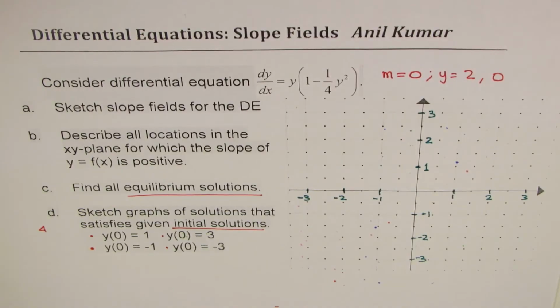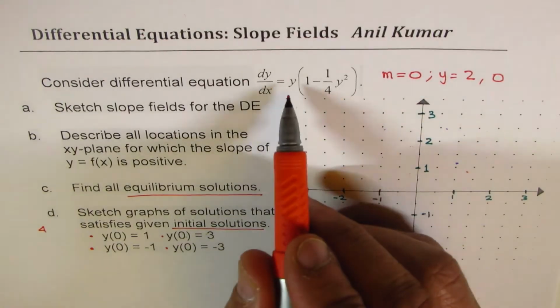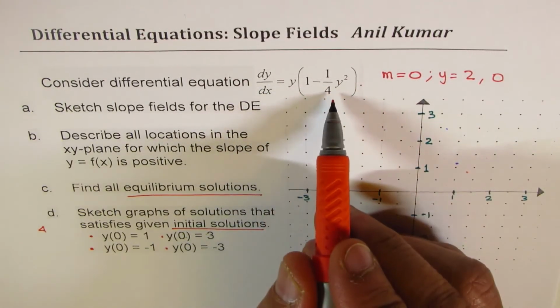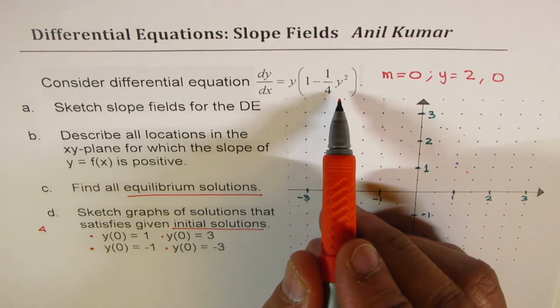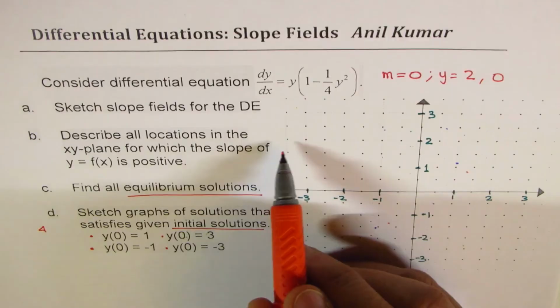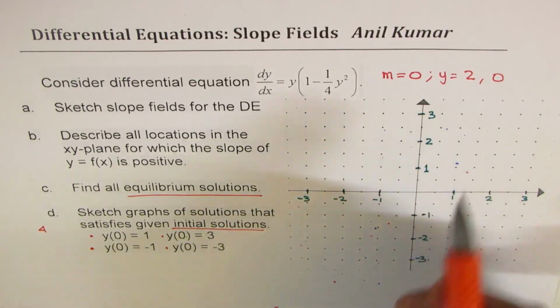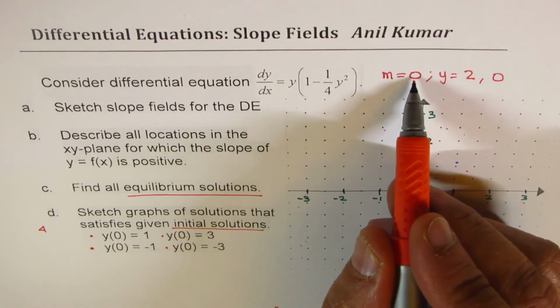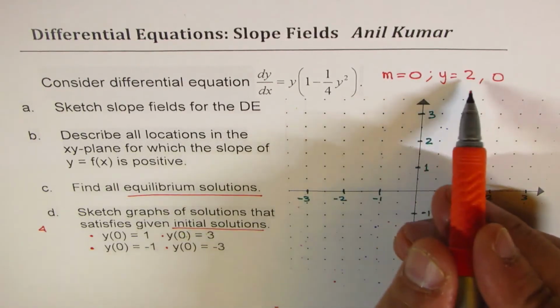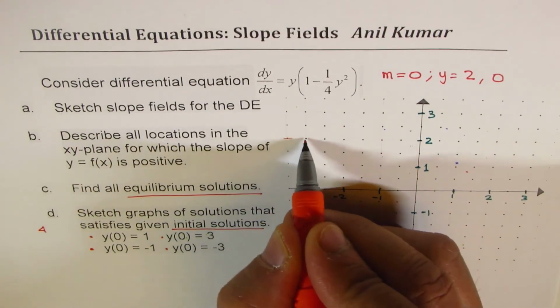Now at these points, we'll have 0 slope. As you can see, the given differential equation is independent of x. So that means, like our first example, all along y equals this value will have the same slope, right? So we can draw horizontal dashes along y equals 2 and y equals 0. So let's do that first part.